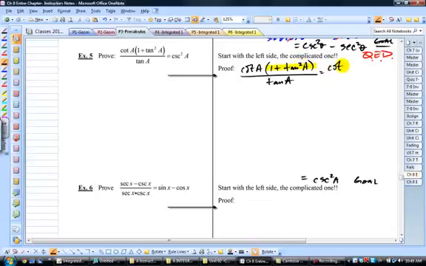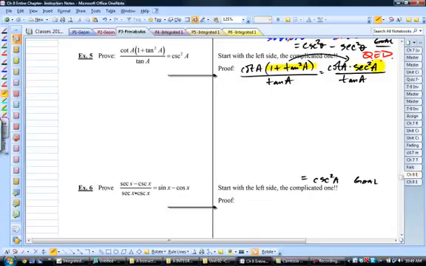So I can say, hey, I got cotangent A times, not this, but what it's equal to, secant squared A, all divided by tangent A. That's your first step. So this became this right here.